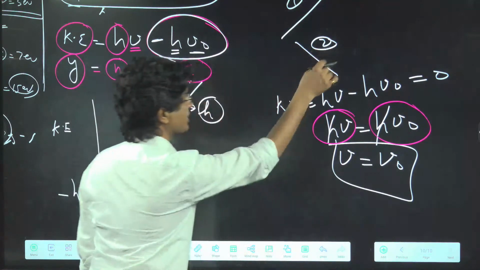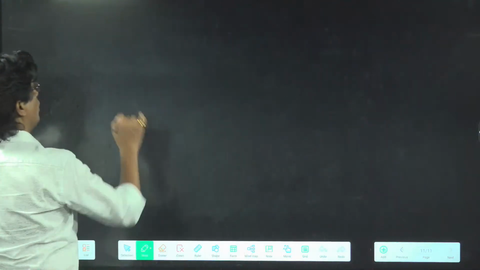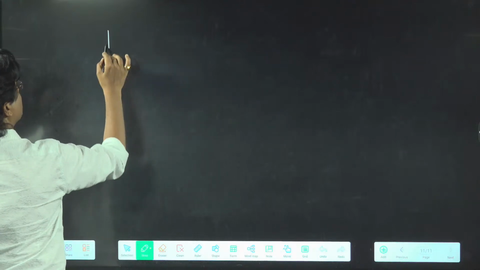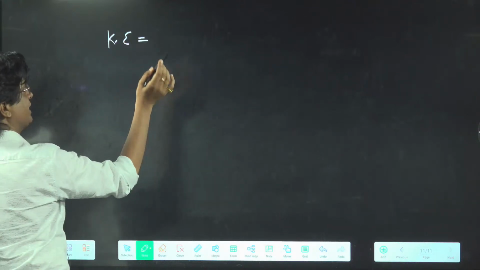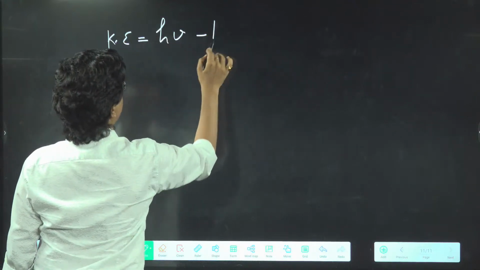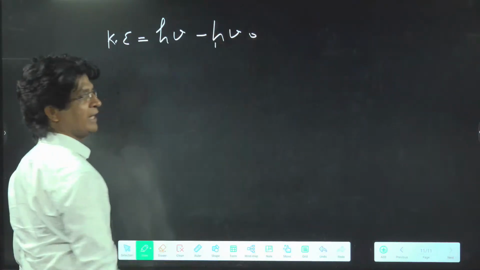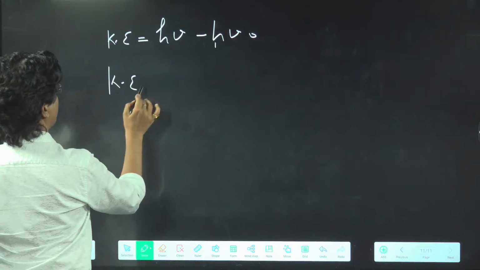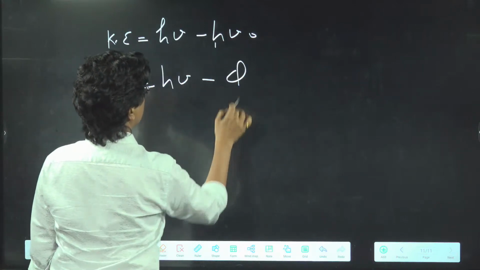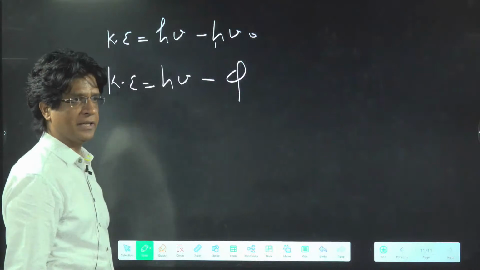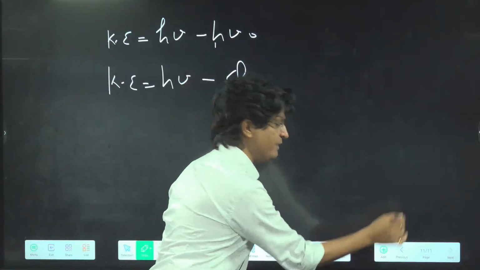Very good. So remember this graph. This is very, very important. So overall, the final equation is what? The kinetic energy of the electron ejected is equal to h nu minus h nu naught. Sometimes this h nu naught is written as phi. So you can also write kinetic energy equal to h nu minus phi. Anything they can give you.